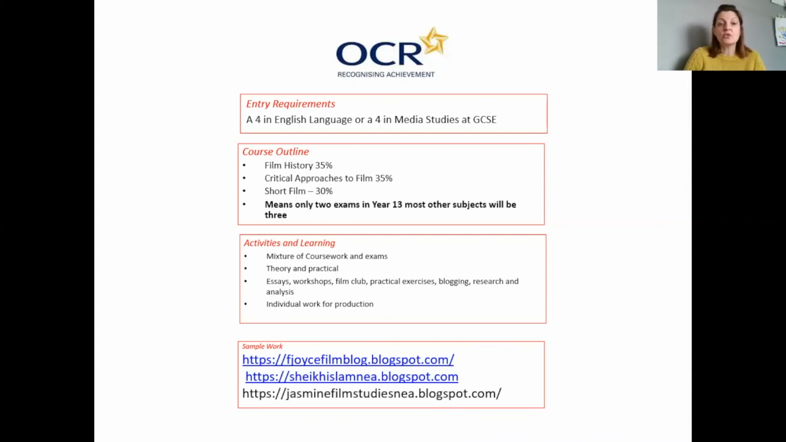The other exam is critical approaches to film. There's 3 sections to this. It's worth the same amount, 35%. And in it, you study documentary as a form, so how that has developed, and then specifically looking at how documentary aims to tell the truth or not through the examination of one film.